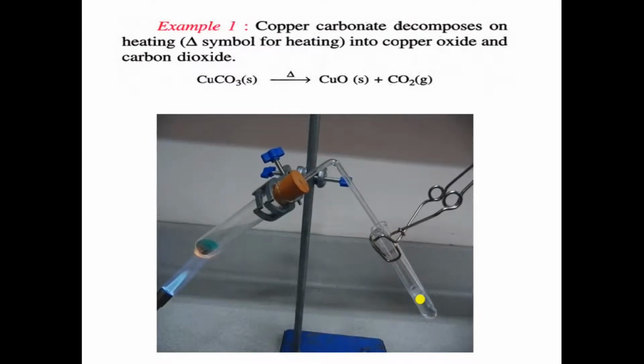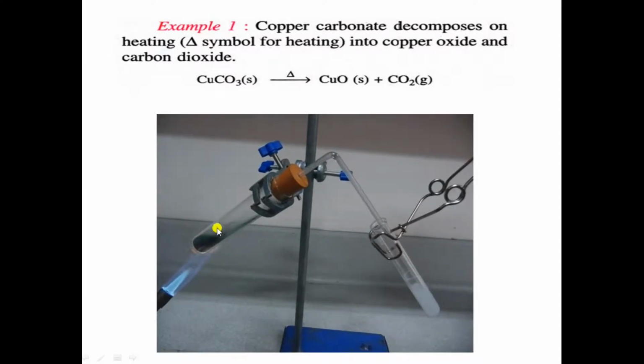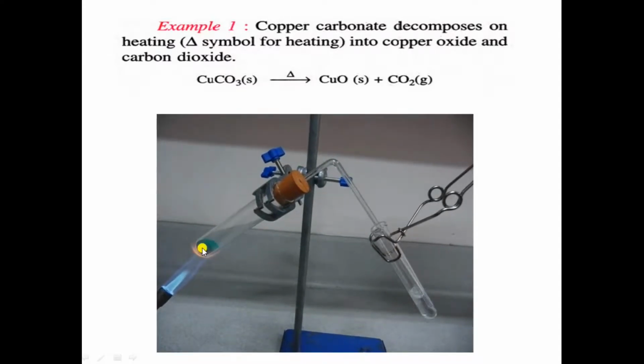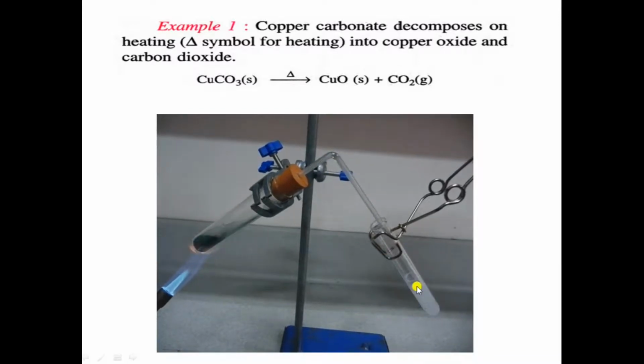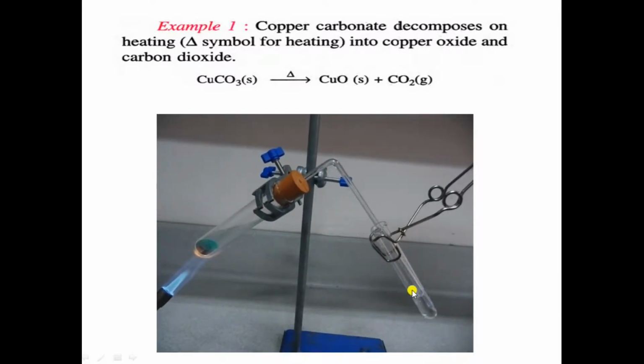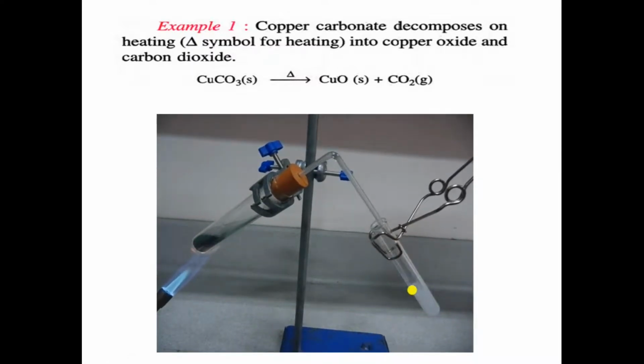Okay, this is copper carbonate. In this test tube we are heating copper carbonate, and a black residue is formed in the same test tube, and the gas is evolved through the delivery tube. It is coming to this one. This is also the testing of calcium hydroxide, lime water testing. This testing is also known as the lime water test.